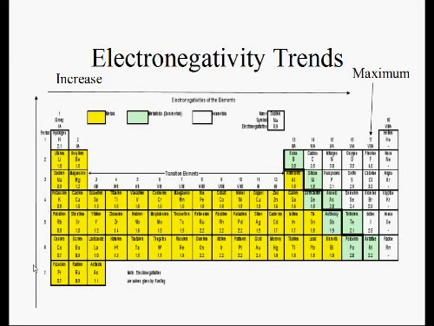So we need to know the trends on electronegativity. The electronegativity increases as we go up any column, and it increases as we go right across any row, with the maximum being the highest with fluorine. So we need to know the electronegativity trend so we can easily tell between two elements which of those two elements is going to be more electronegative, which one is going to be more likely to hold more of the negative charge.